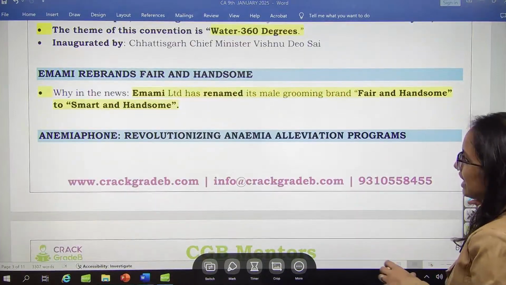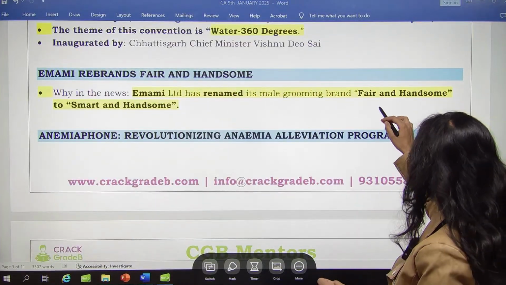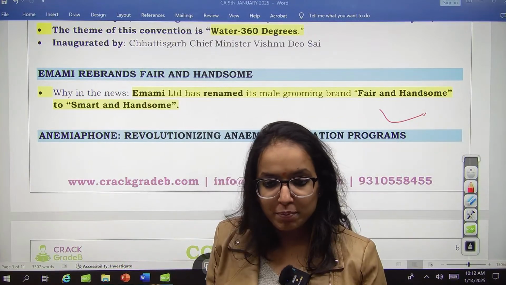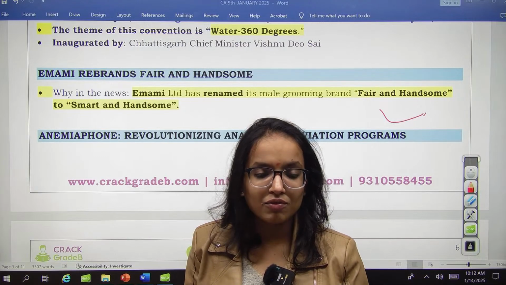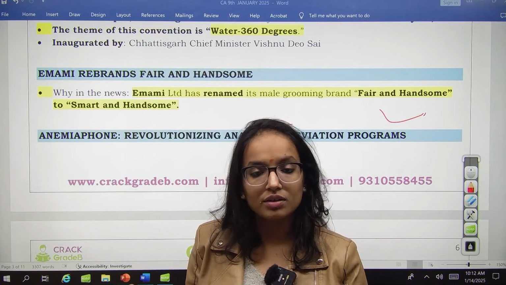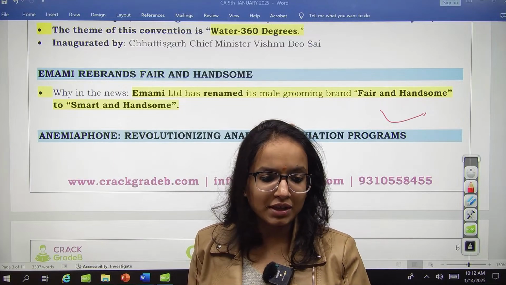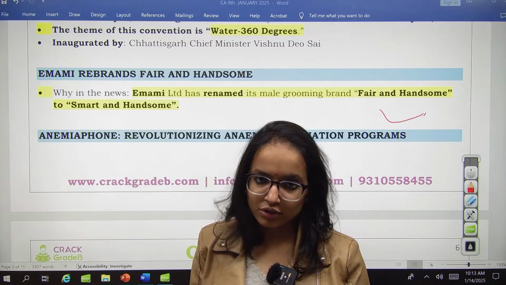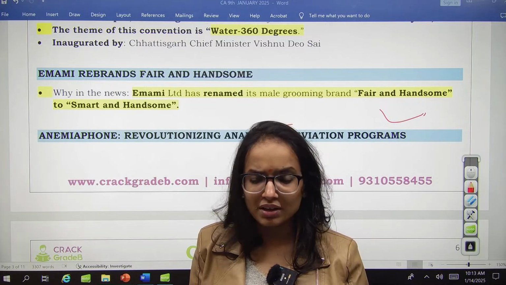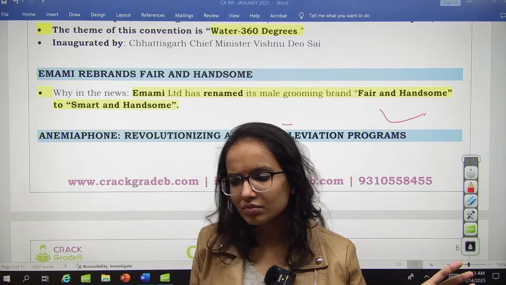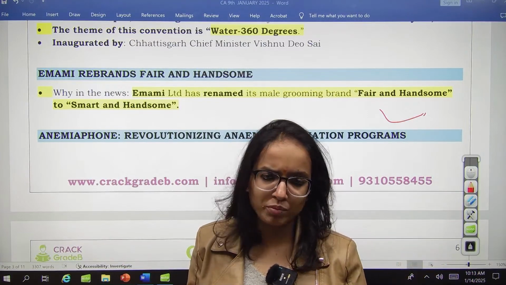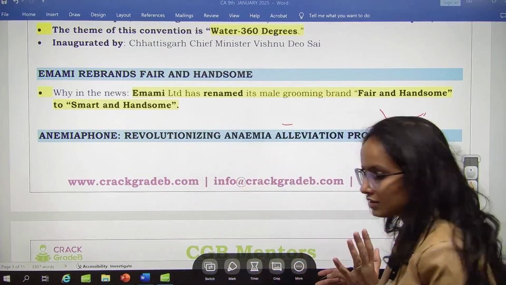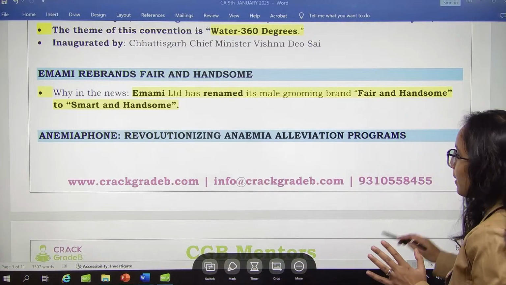Then Emami Limited has renamed its male grooming brand Fair and Handsome to Smart and Handsome. You see, there was this issue with Fair and Lovely, that you are promoting racism. Why are you promoting someone as fair only? Fair or dark is something which is a skin tone, that is good. So someone can look good without being fair. So this was the concept, and for that Fair and Lovely also removed this tagline. So Emami has also changed it for their men's grooming products. Now it would be Smart and Handsome, from Fair and Handsome, right, Smart and Handsome.